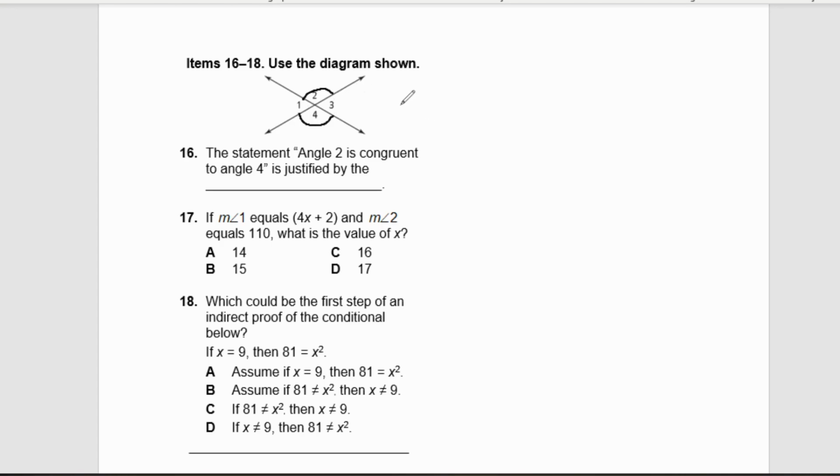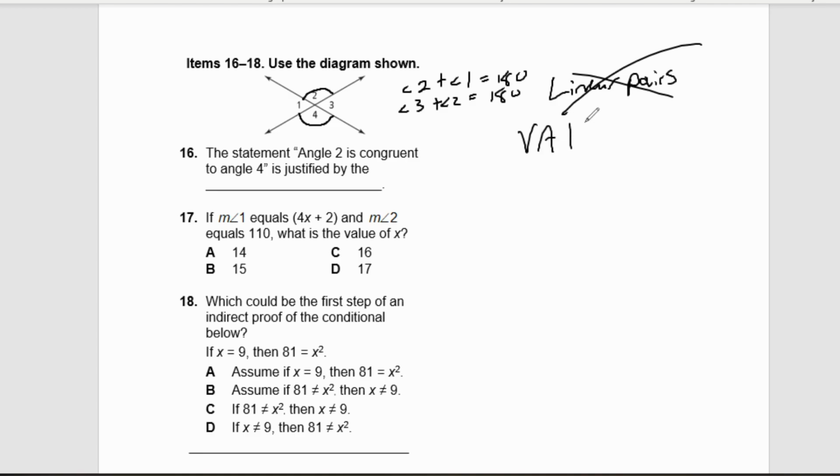And I know that the linear pairs theorem tells me that angle 2 plus angle 1 is 180, and angle 3 plus angle 2 is 180. So that doesn't do anything for us. So linear pairs is out. Now, I have two lines that are intersecting, and anytime I see that, the first thing that comes to mind is linear pairs or the vertical angle theorem. The vertical angle theorem just says when two lines cross, angles on the opposite sides are equal.